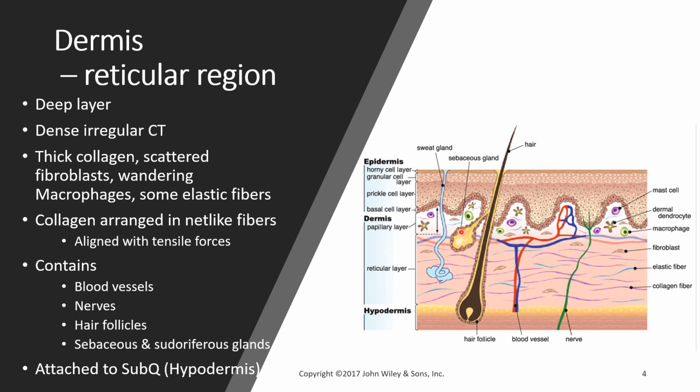So we're going to see sebaceous glands going to that hair follicle. You're going to see sweat glands, both sebaceous and sudoriferous glands. The sebaceous gland is going to the hair. This one is a sudoriferous gland, apocrine and merocrine glands. You're going to see it extending up into the epidermis to go out. So this is a duct going out of the body.